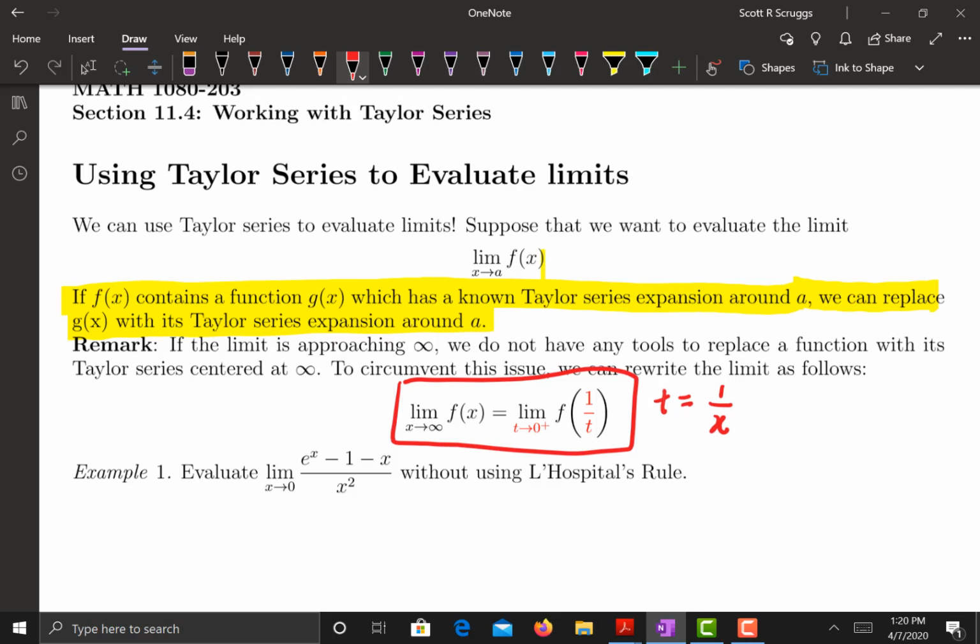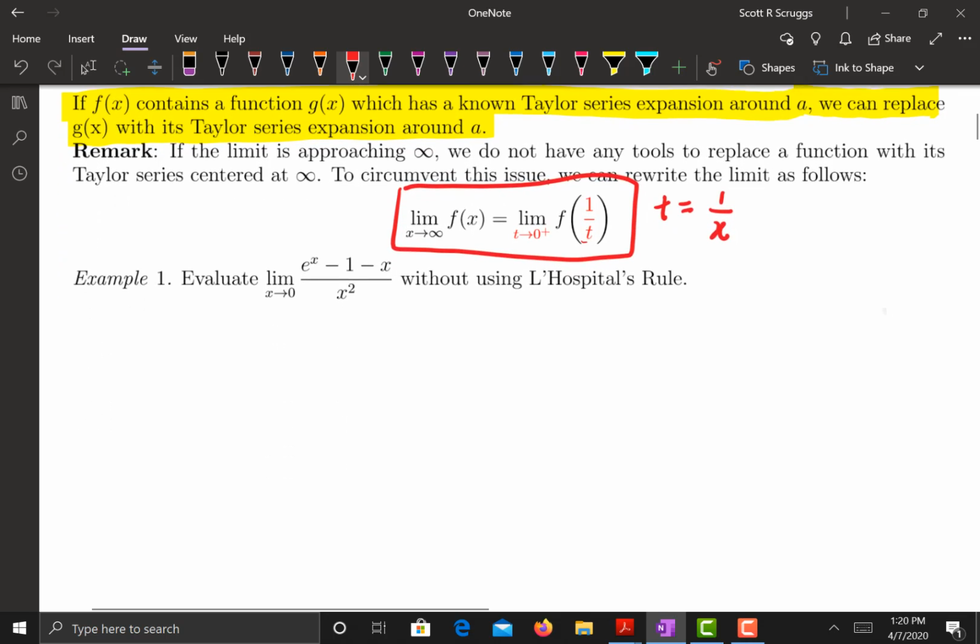equals 1 over x, which is why we have under the limit as t goes to 0 from the right, because if x was going to blow up to infinity, that's the same thing as t going to 0 from the right. And that's also why instead of x, we have the 1 over t in red. And then with this new function of f evaluated at 1 over t, we could do our technique that we talked about above in the highlighted area.